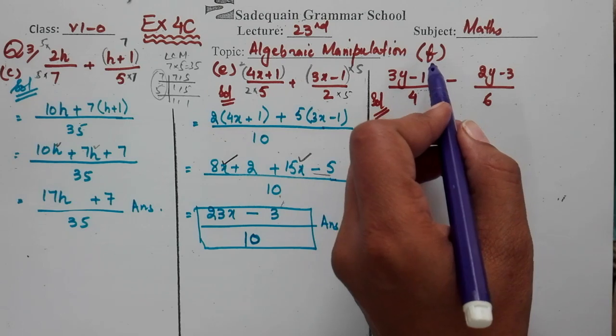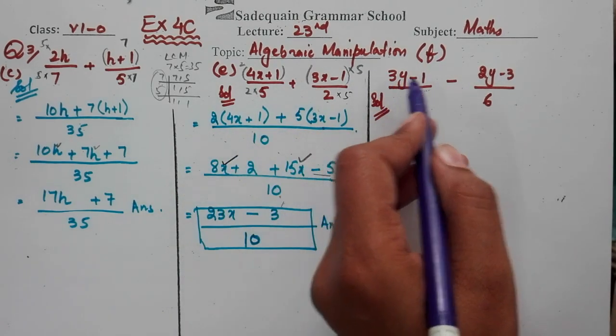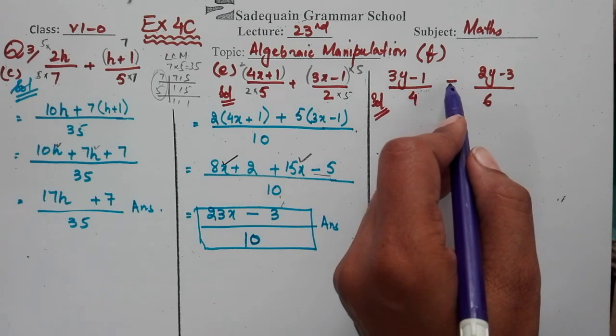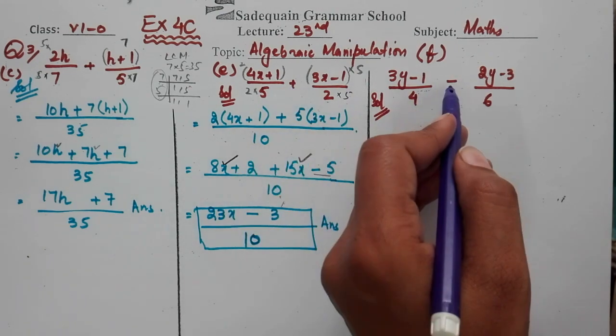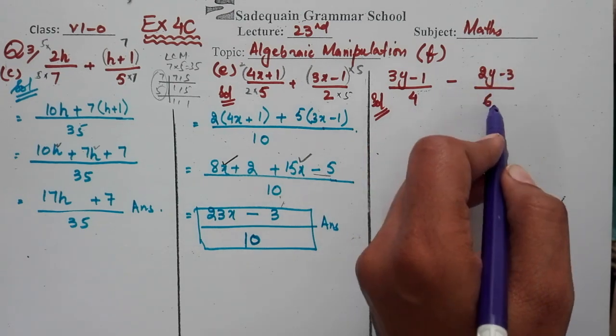Now let's solve part F. Now here, again similar to part E: 3y minus 1 upon 4, minus, now here we have the minus sign, 2y minus 3 upon 6. The difference is that we have a minus sign here.